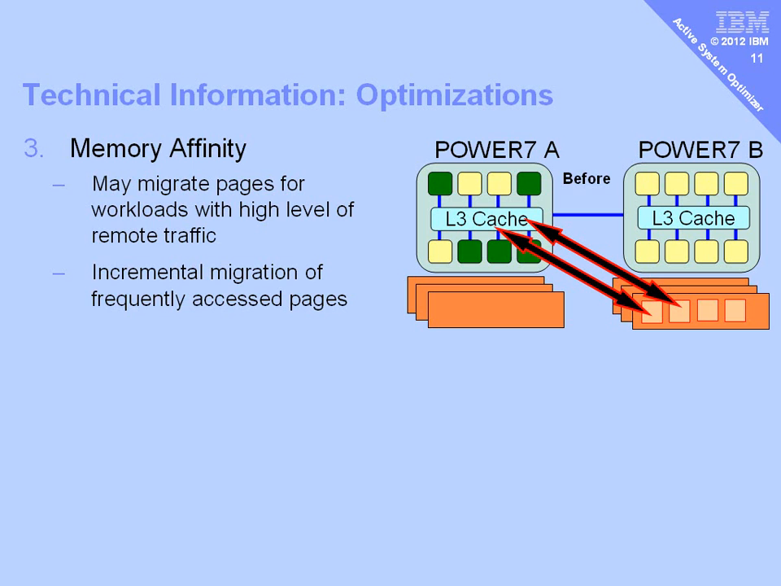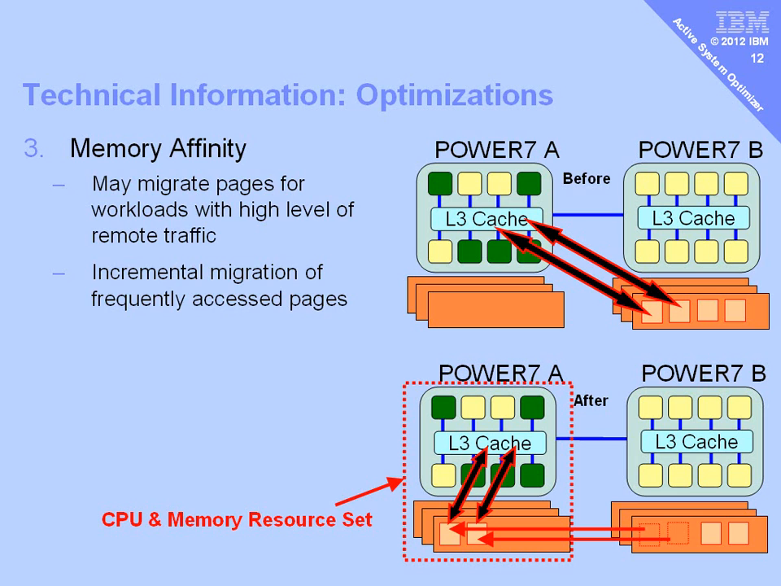If this was transitory, this is no big deal, but if this goes on for a long time, this is working slower than needed. In this case, the optimizer will decide to move the memory from one Power 7 chip to the local Power 7 chip, so it now sits with the processes and threads that are accessing it, and this will give us a performance boost.